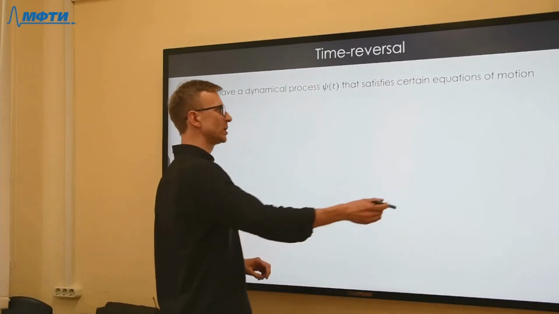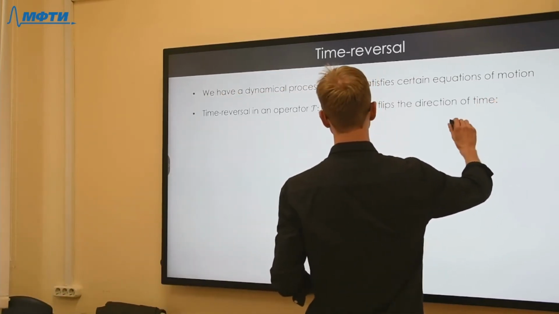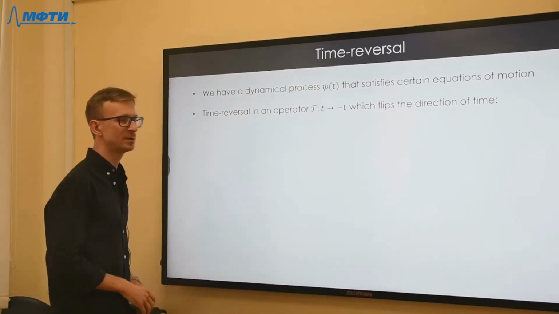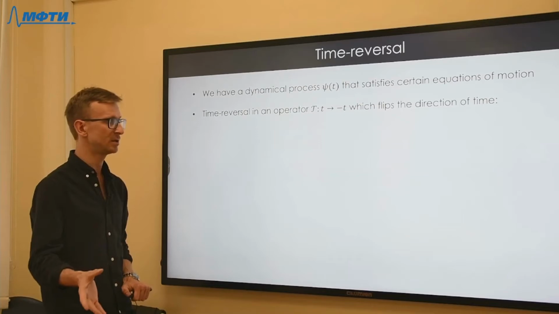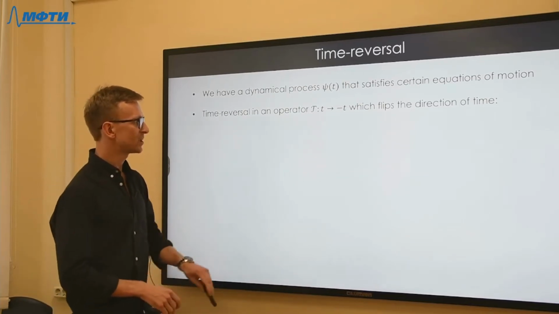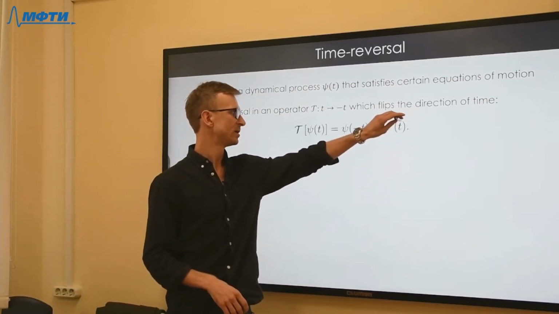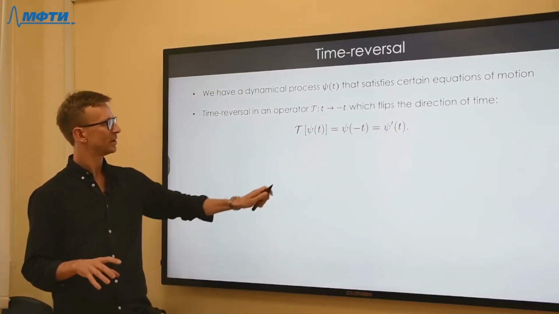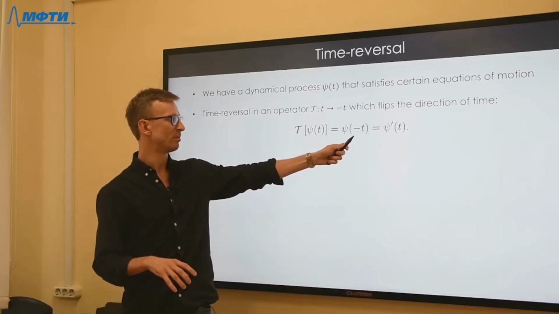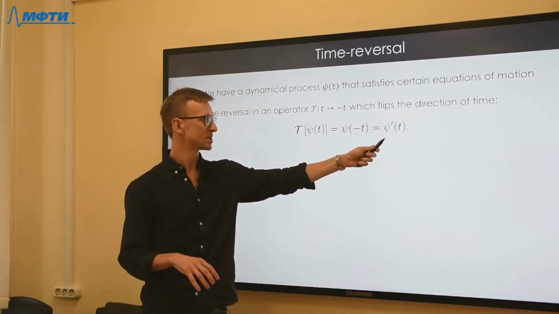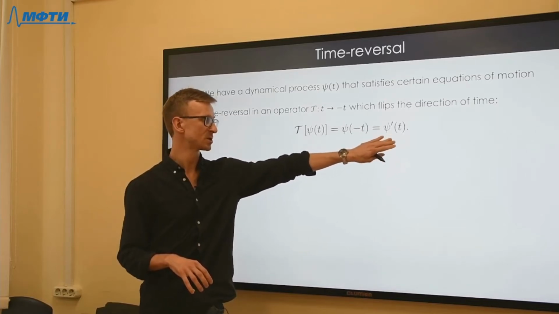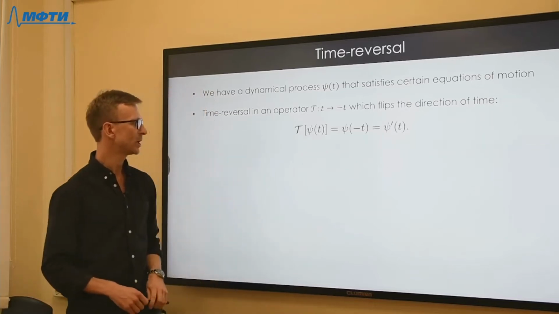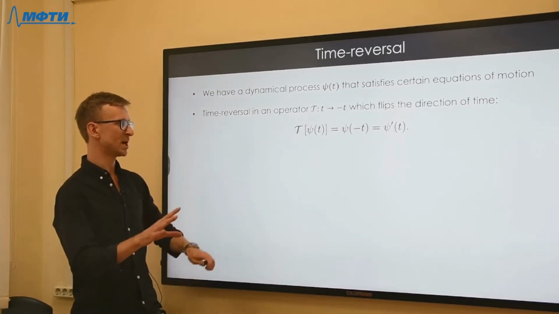And now we're going to introduce an operator, this curly T, that flips the direction of time, that maps t onto minus t. And that transforms the process psi in the following way. Every process psi it maps into psi as a function of minus t, which we're going to call psi prime. This is just another process which can be expressed through the original process. These are just two different processes, psi and psi prime.